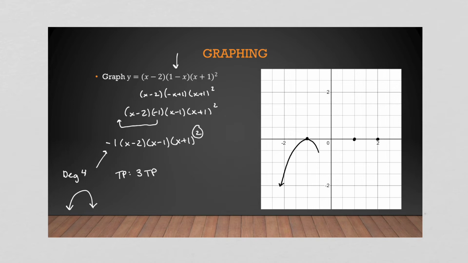And remember that our y-intercept occurs when x is 0. So take this equation and plug 0 in for x. So if we did that, we get -1 times -2 times -1 times 1 squared. So that's going to give us 1, 1, 1, 2. So 2, but the negative stays. So we have -2. So there's our y-intercept right down there.